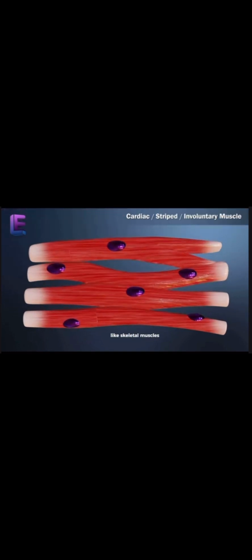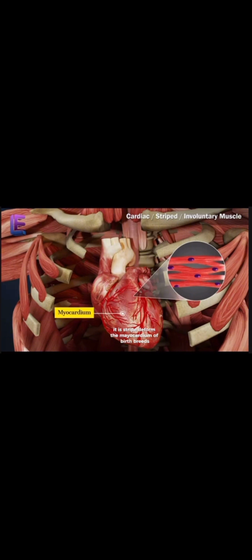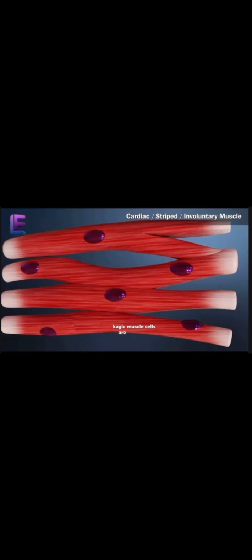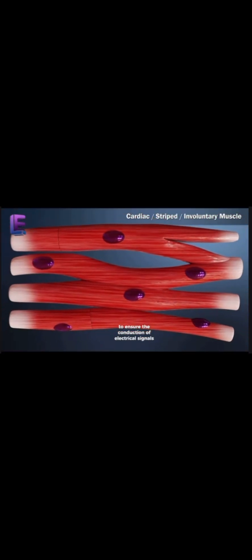Cardiac or striped or involuntary muscles. Like skeletal muscles, they are striped. They form the myocardium of vertebrates. Cardiac muscle cells are short and cylindrical with one or two nuclei. They have joints between them to ensure the conduction of electrical signals throughout the heart. Cardiac muscles have intercalated discs. These discs are the differentiating feature.